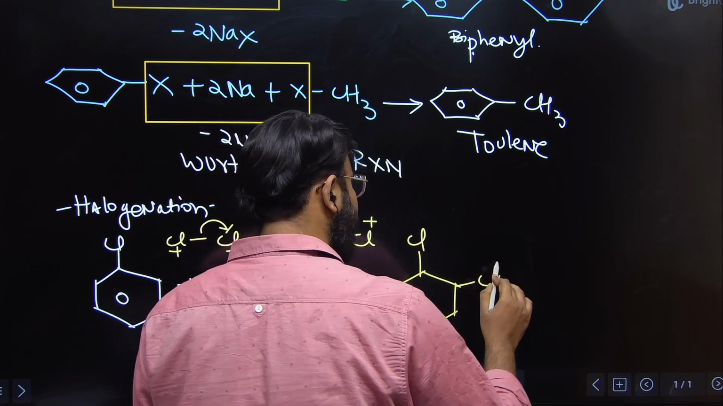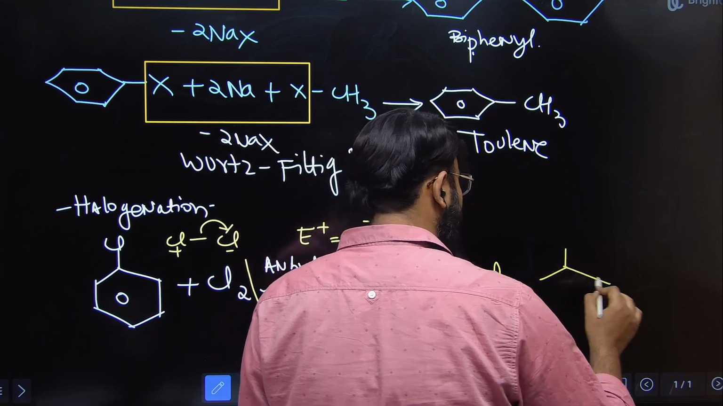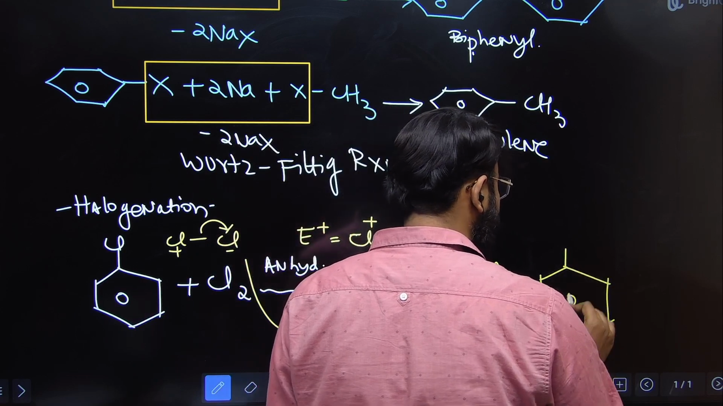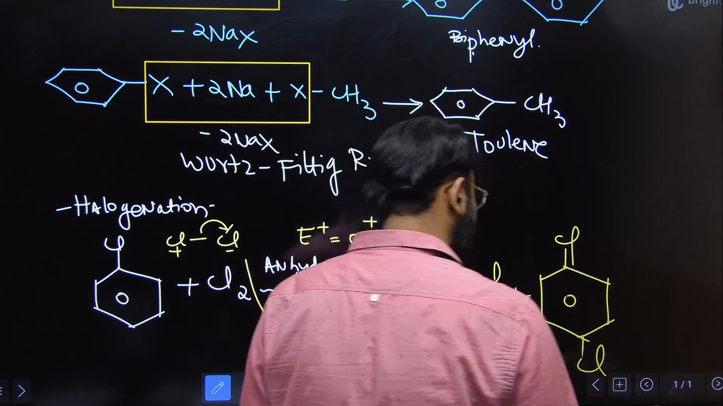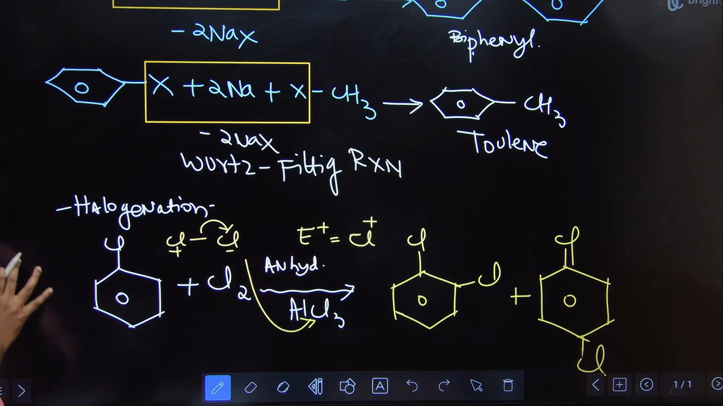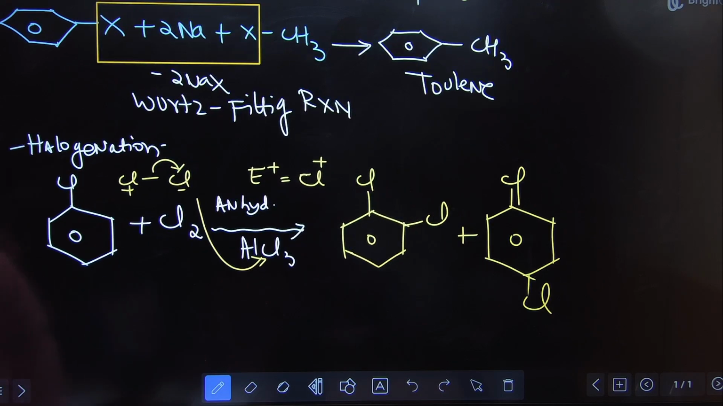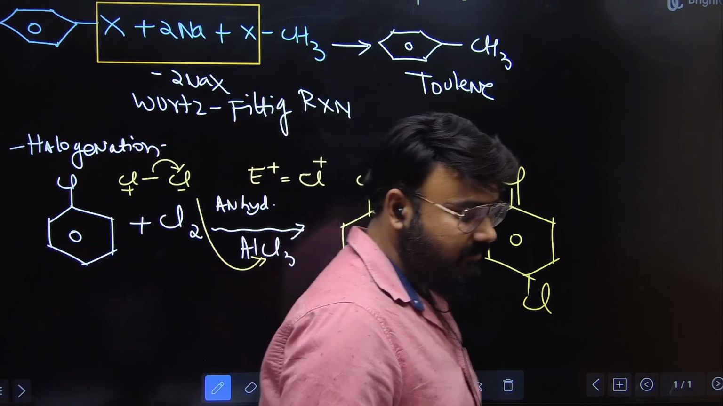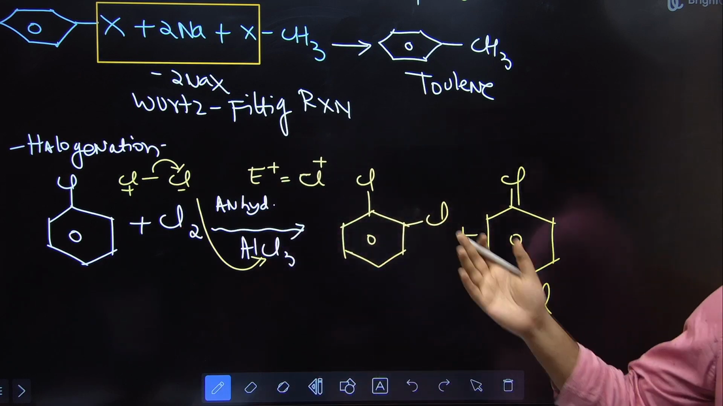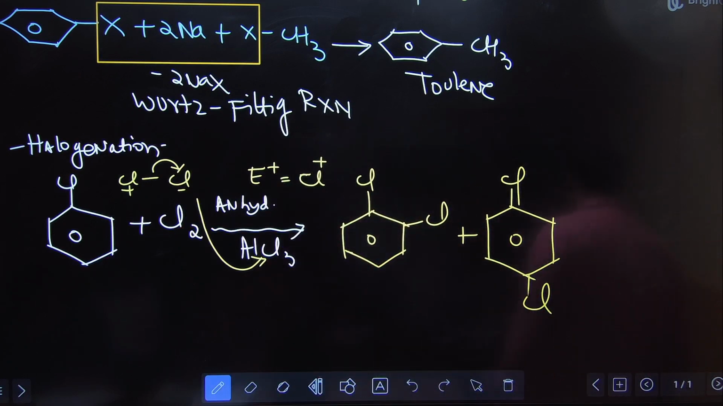So one Cl here, one Cl here, another case. Ortho and para isomer, simple. Same story. That's all. This is your halogenation. Bromine also you can do. Chlorine or bromine. Okay.